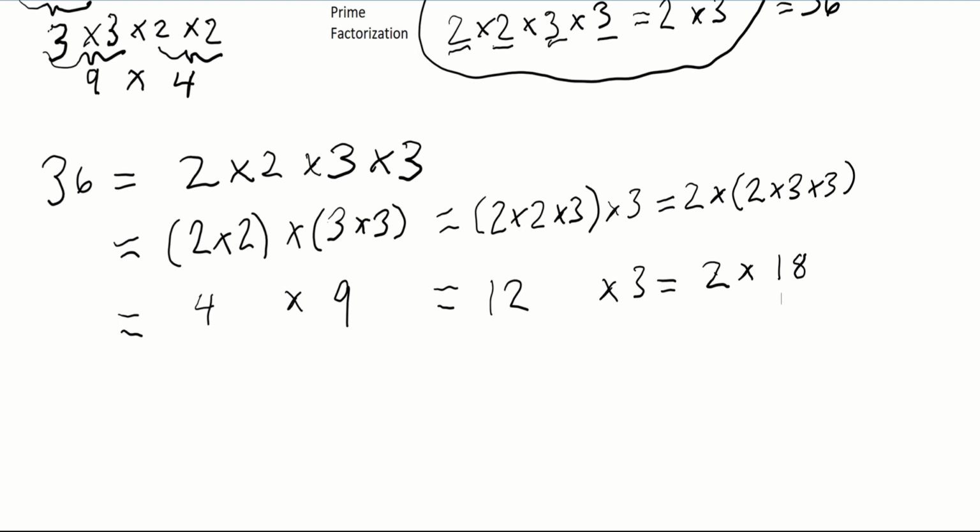Thank you for joining me today as we covered factors of whole numbers, positive whole numbers specifically, and prime factorization. Hope to see you next time.